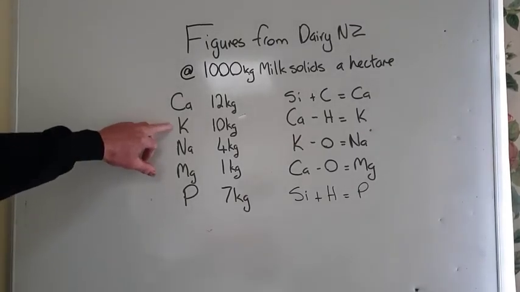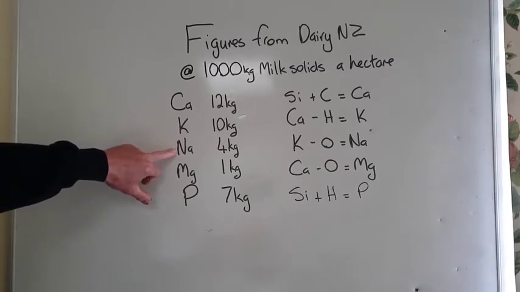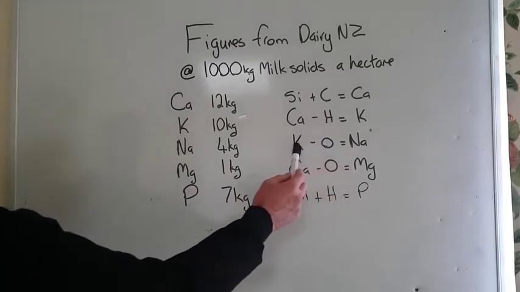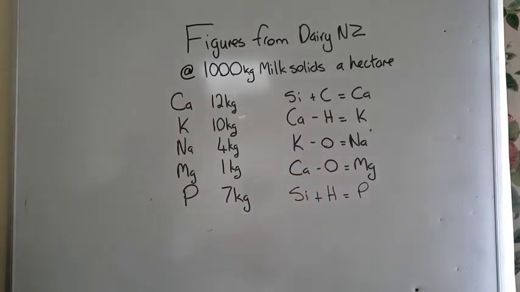And it's the same with sodium. Sodium's quite cheap compared to potassium. You may add in a little bit of sodium. And remember, this works in reverse too. Sodium plus oxygen equals potassium. That's another way that we could go about the issue.